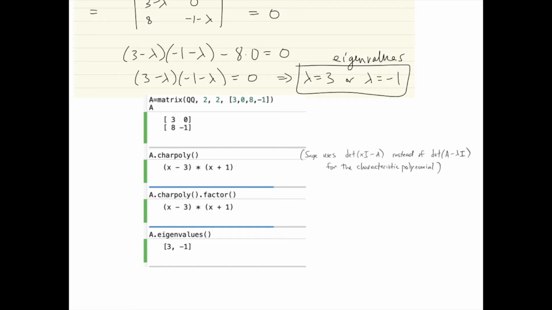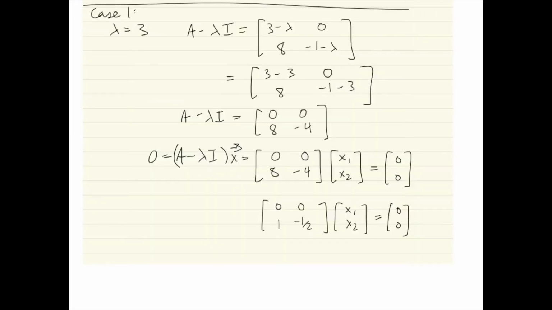So, okay, and then we can further factor it, and we get this, from which we can read off that the eigenvalues are 3 and -1. Or you could directly just ask Sage for the eigenvalues using a dot eigenvalues. Now let's find the eigenvectors associated with the two eigenvalues that we found, namely 3 and -1.